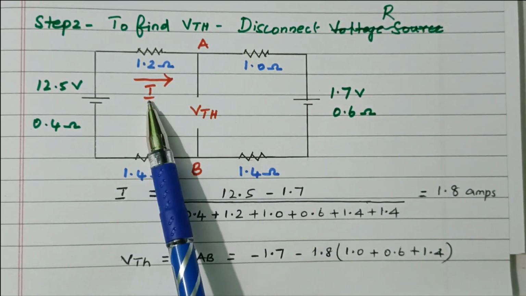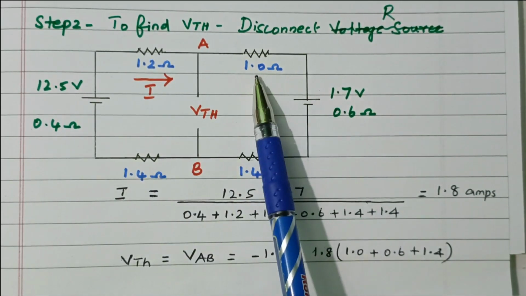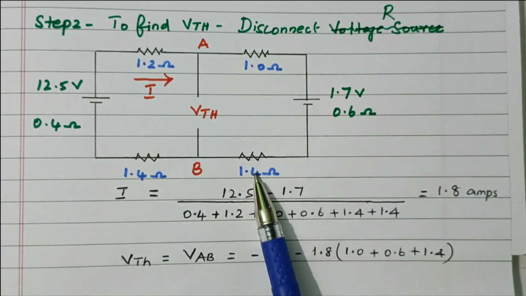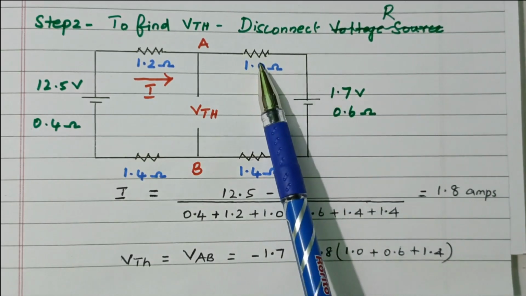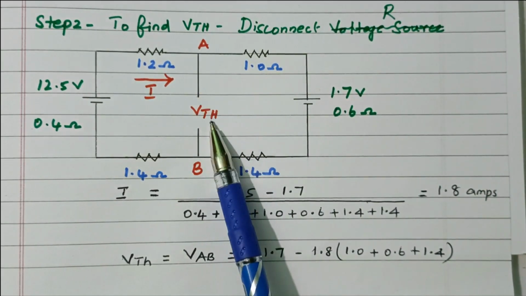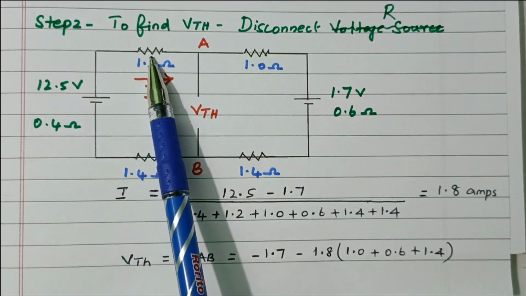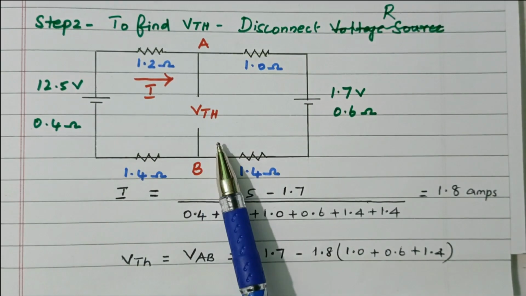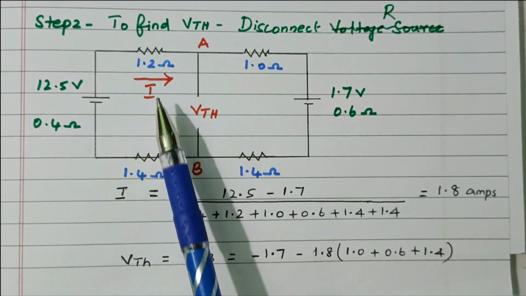For that we first need to find the current. On this side one voltage source is available, and then two resistors, across which some of the voltage will be dropped. If from this voltage value we subtract the voltage drop across these two resistors, we will get VAB. Similarly, from the other voltage source, if we subtract the voltage drop across its two resistors, we will get VAB or VTH. Either side we can use. In both cases we need the current value.